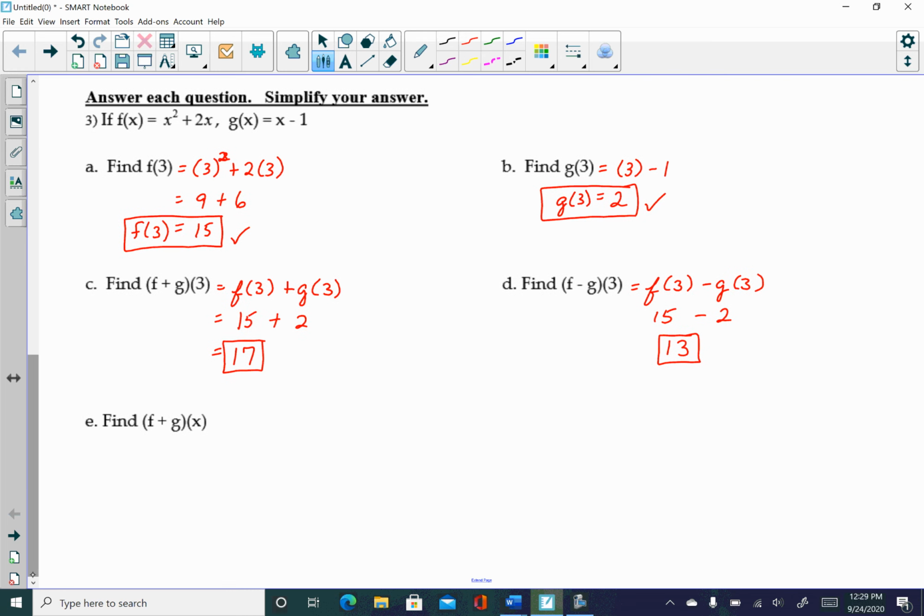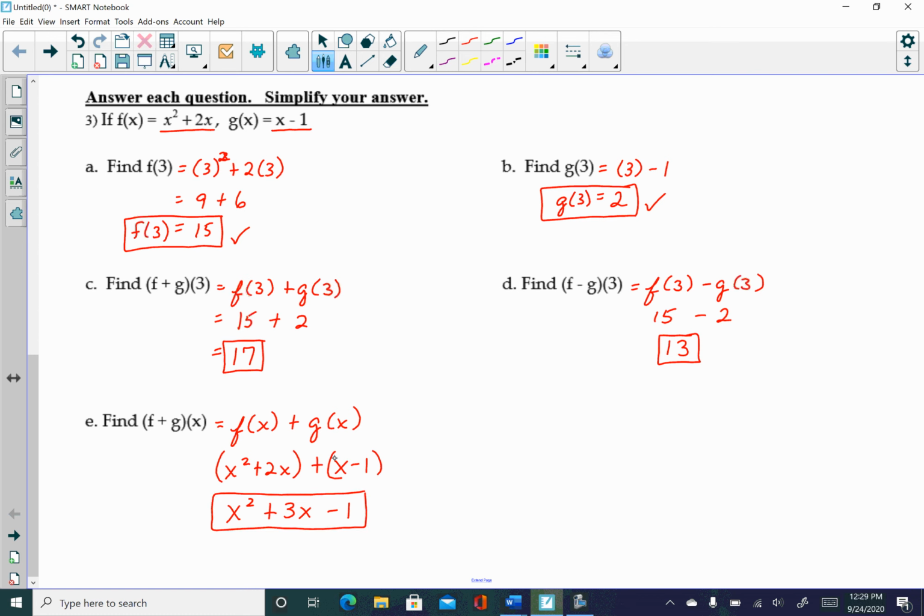So all that I'm asking you to do down below in letter E is say, okay, well, what's f plus g of x? So let's just break this up. Remember, this means f of x plus g of x. So in place of f of x, which was given to you, we'll put x squared plus 2x. In place of g of x, we'll put what we know g of x to be, x minus 1. Put that in parentheses like that. Now from here, we'll just combine like terms. So x squared, 2x plus x, that'll give us 3x. And we'll have our minus 1. And that would be our final answer. That is your f plus g of x.